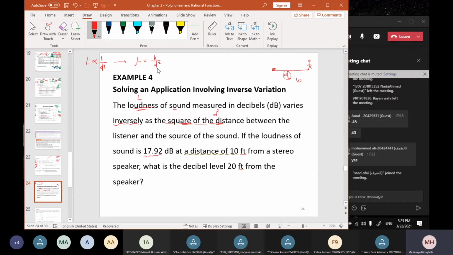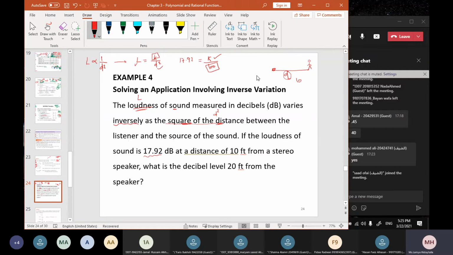He gave me this and this, then I can use them to find my K. 17.92 is equal to K over D square. What is D? It is 10. So 10 square, which is 100. So I can calculate K.